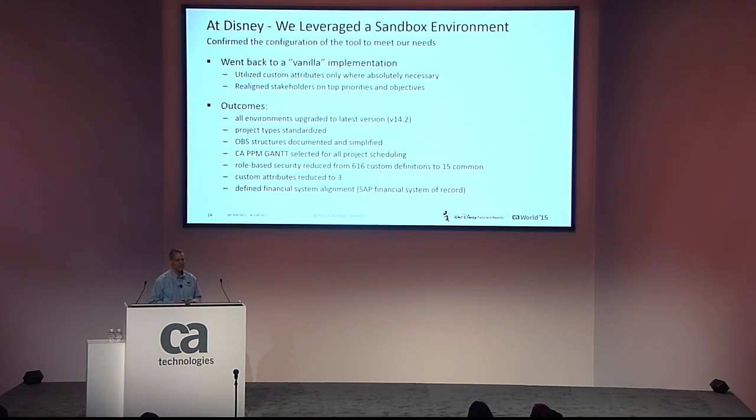The outcomes of this effort: we upgraded all of our environments to, at that time, the latest version, 14.2. We standardized all our project types. We documented and simplified the OBS structure. We selected the CA PPM Gantt as a common project scheduling element so we could look across the entire portfolio with consistency and accuracy.